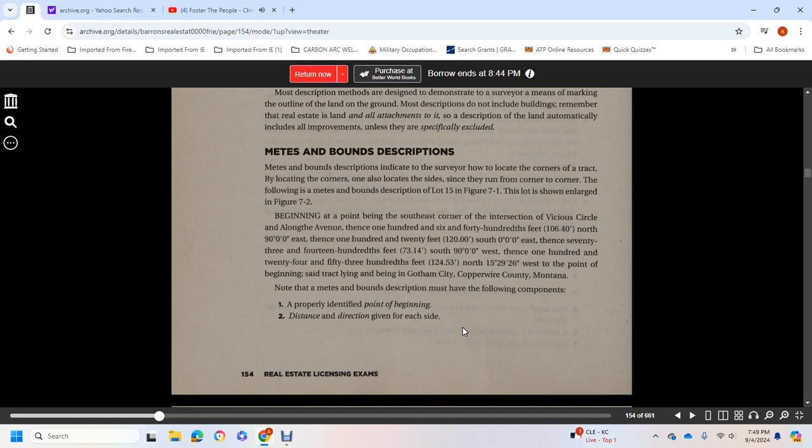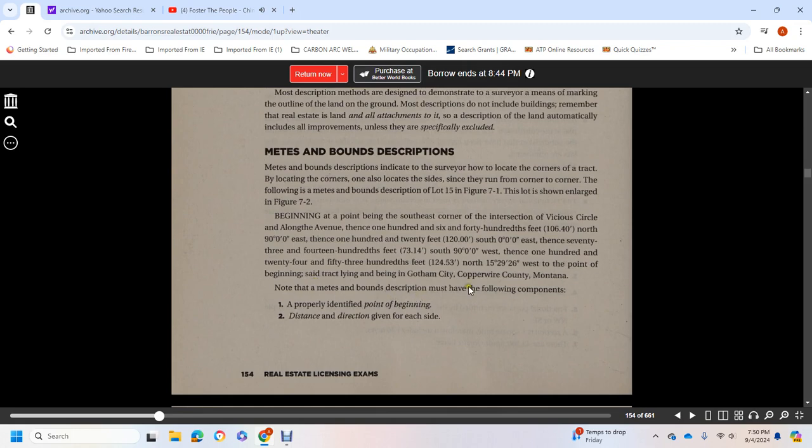Beginning at the point of the southeast corner, at the intersection of Versus Circle and Allen Length Avenue, thence 164 hundredths of a foot north at 90 degrees 00 east, thence 120 feet south 000 east, thence 73 and 14 hundredths of a foot south 90 degrees, thence 124 feet, 300 feet north 1529.26 west, to the point of beginning, said tract of land being in Gotham City, Copperwire County, Montana.